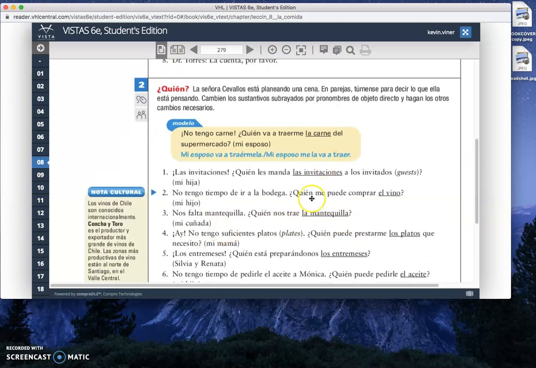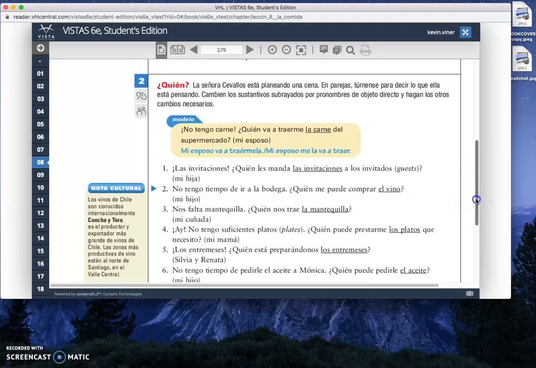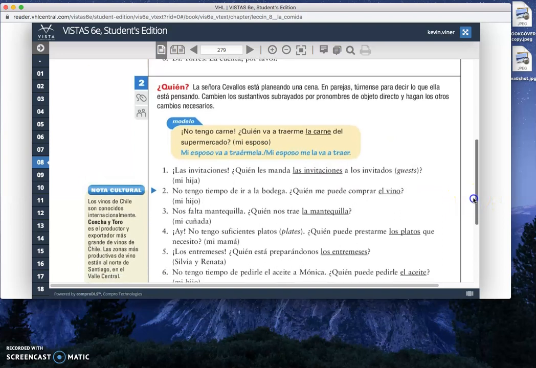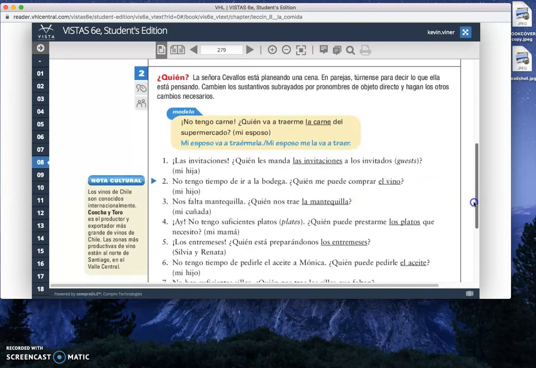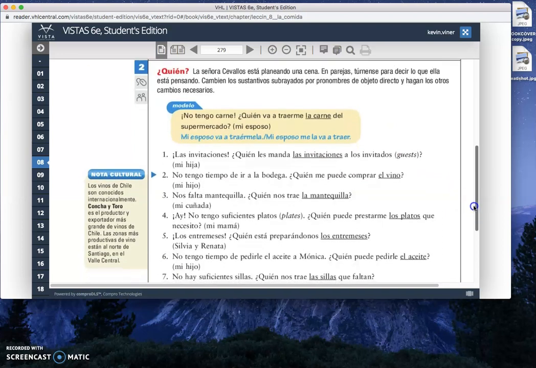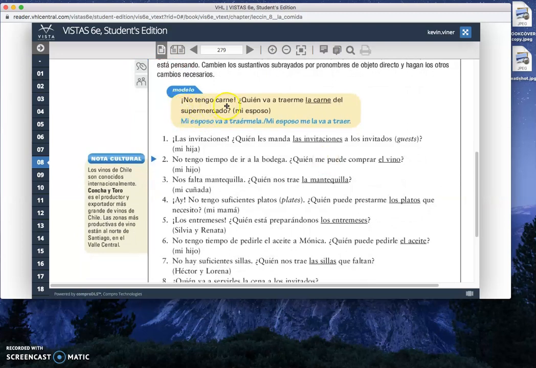Actividad. So we don't have time to do the entire activity because I can only do these videos in 15-minute segments. So we'll do the first few and then you are going to do the rest on the super site. All right, so let's look at the modelo. It says, no tengo carne. ¿Quién va a traerme la carne del supermercado? And then in parentheses, it tells you who's going to do the action. So you would say, mi esposo va a traérmela, or mi esposo me la va a traer, right? So the la is referring back to the underlined thing.